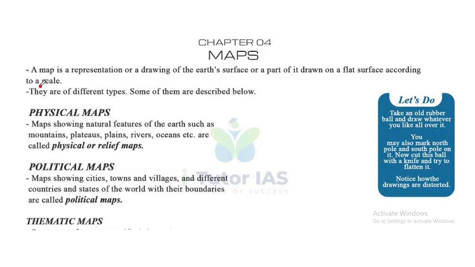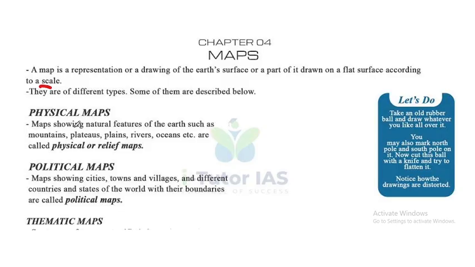So, what is a map? A map is a representation or a drawing of the Earth's surface or a part of it drawn on a flat surface according to the scale. There are different types of maps. The first one is the physical map.